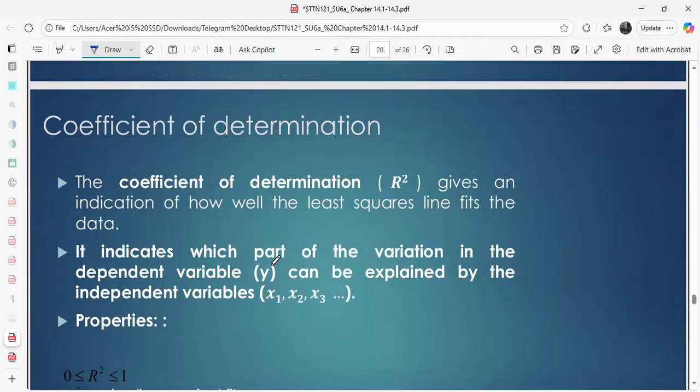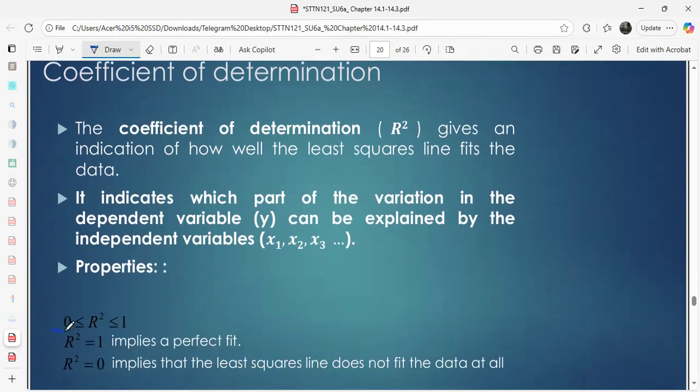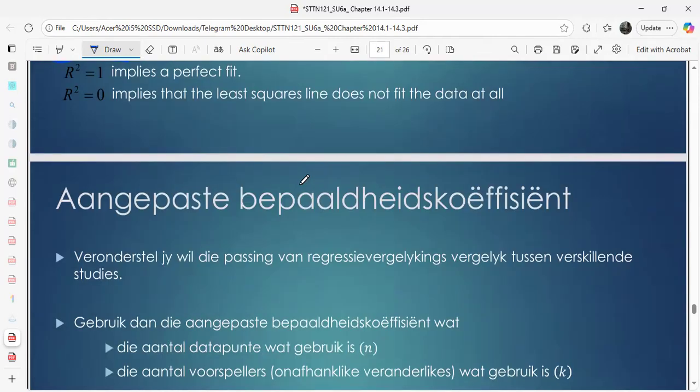I think you did, from STTN121, the coefficient of determination. And you all remember that under the condition of the coefficient of determination, it ranges between 0 and 1. And if you get the coefficient of determination as 1, it implies what? A perfect fit. But if it's equal to 0, it means that the least squares line does not fit the data at all, because it's 0.